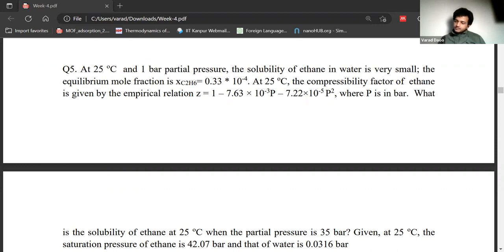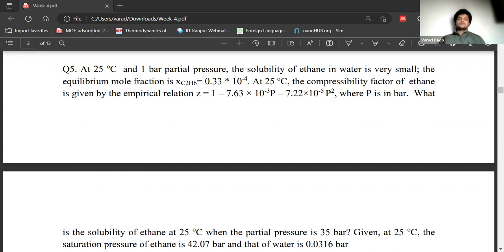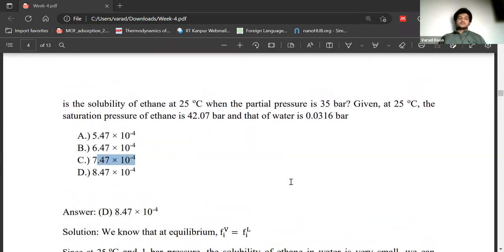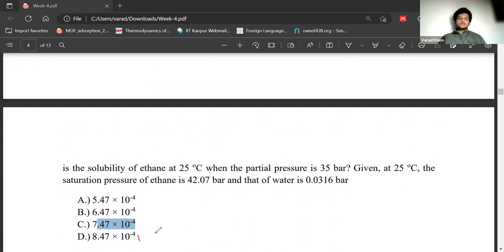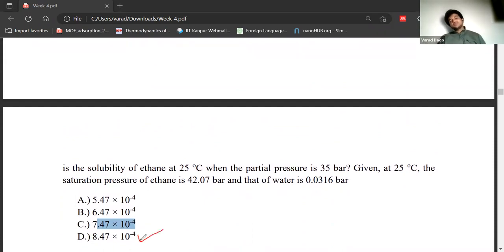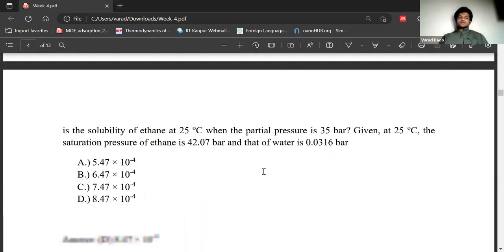So anybody got it? What is the final answer? So the final answer is this: 8.47 into 10 raised to power minus 4. Anybody got it? Nobody got it. This is a bit of a difficult question, so don't get disheartened if you're not able to solve it. I will share the solution with you.